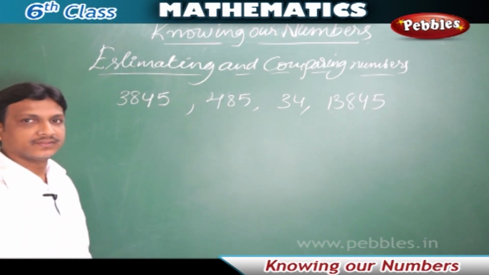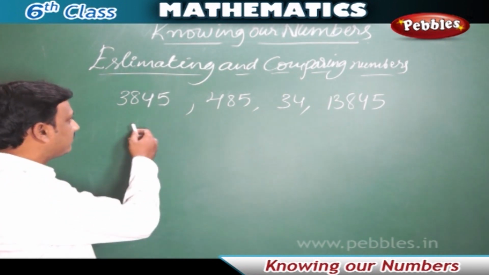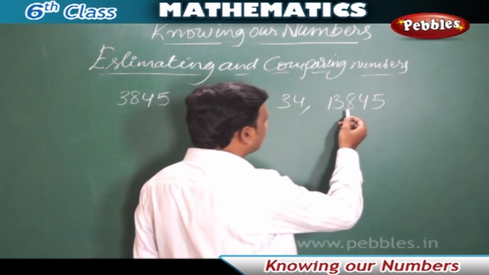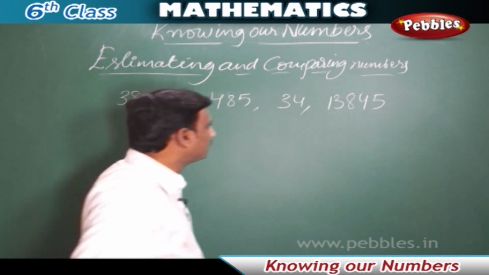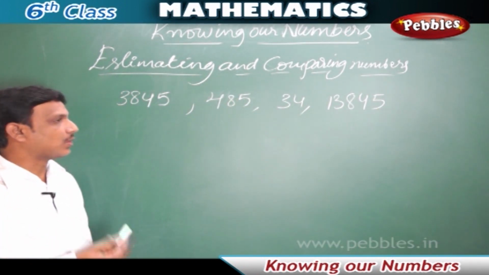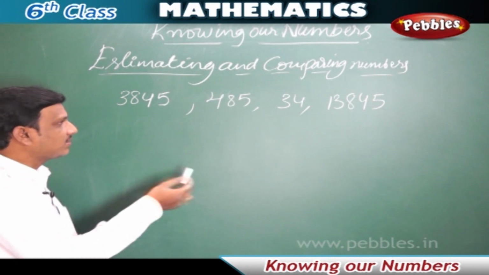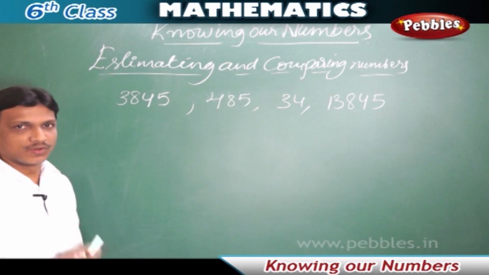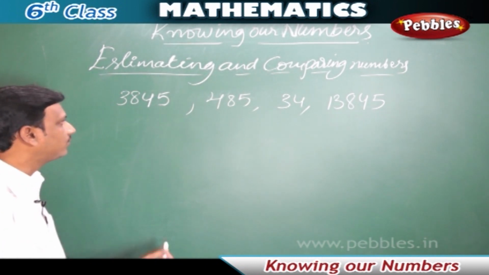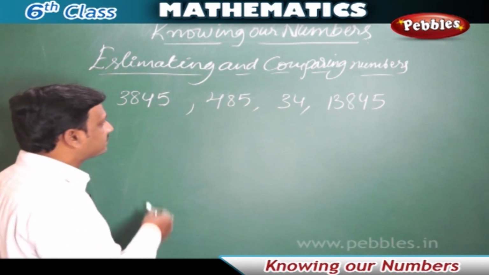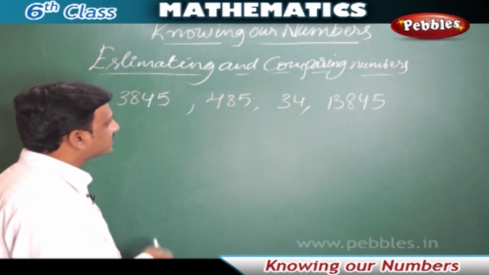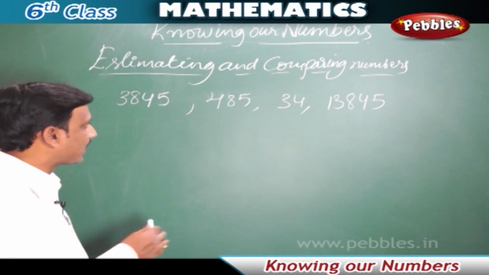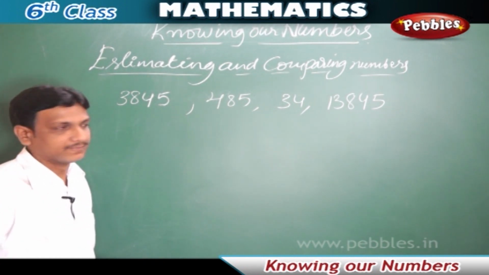Estimating and comparing numbers. Here we have some numbers: 3845, 485, 34, 138, 45. Now we have to identify among these numbers which is the greatest number and which is the smallest number. So here, how do we do that? By observing them, we can tell which is the greatest number and which is the smallest. We can do that by counting the number of digits in them.